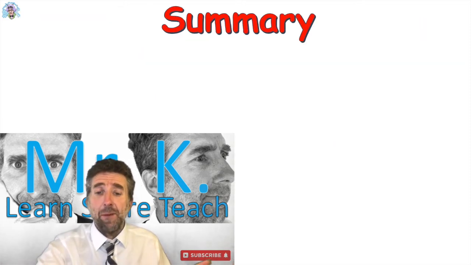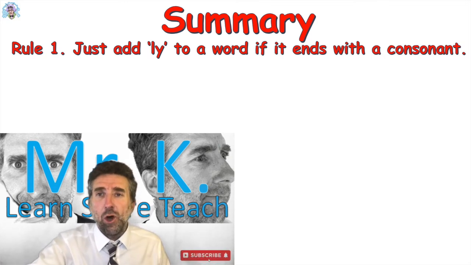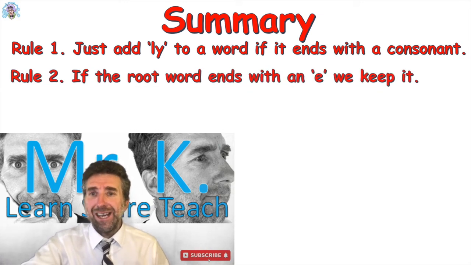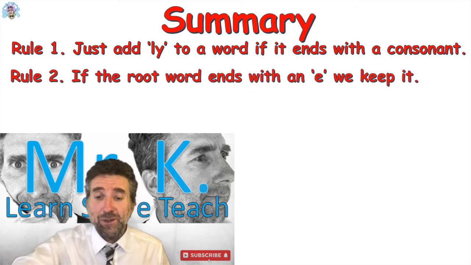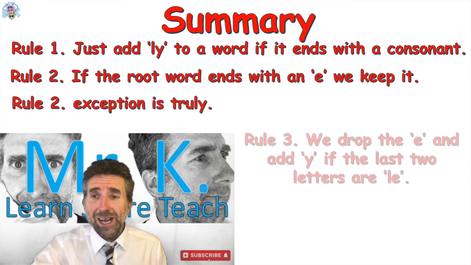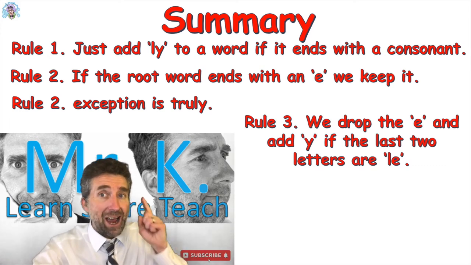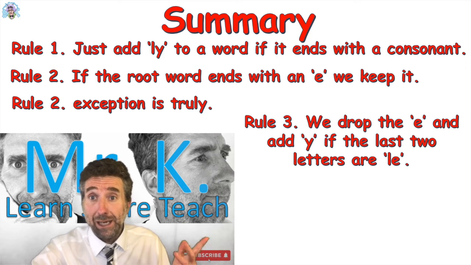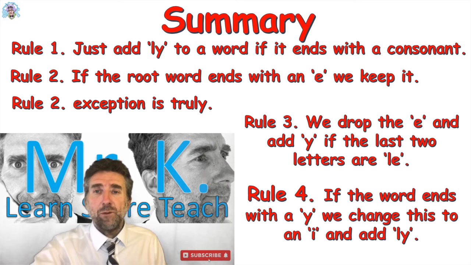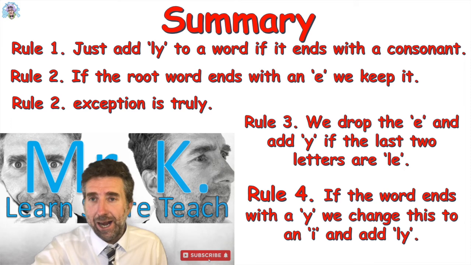Okay, so in summary, rule number 1 again was just add ly to a word if it ends with a consonant. Rule number 2, if the root word ends with an E, we keep the E. But remember, there was one exception to that, and that was the word truly. Rule number 3 was we drop the E and add Y if the last 2 letters are LE, like bubble, bubbly. And the last rule was number 4, which was if the word ends with a Y, we change this to an I and add ly.